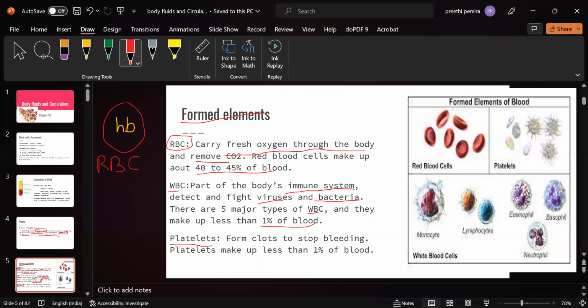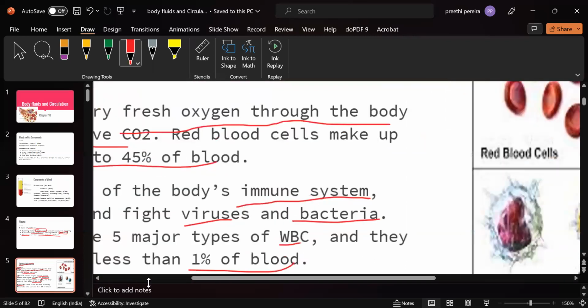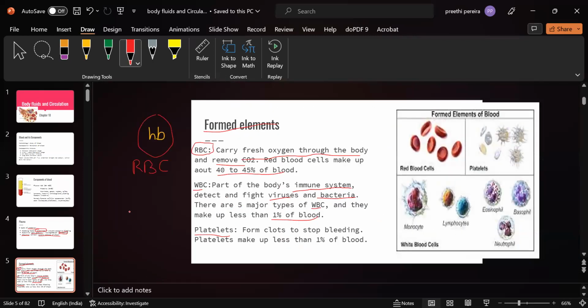So platelets have come to that place. If you have a wound here, consider this is a wound. Platelets will come and block this place, covering it like this, and they will prevent the blood from flowing out. This is what they are doing, and they are very sticky. This also constitutes less than 1% of our blood. So these are the 3 formed elements.